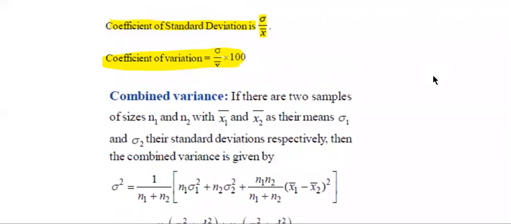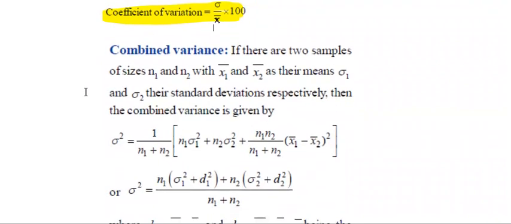So coefficient of standard deviation is sigma by x bar. Coefficient of variation is sigma by x bar into 100. X bar means here mean.